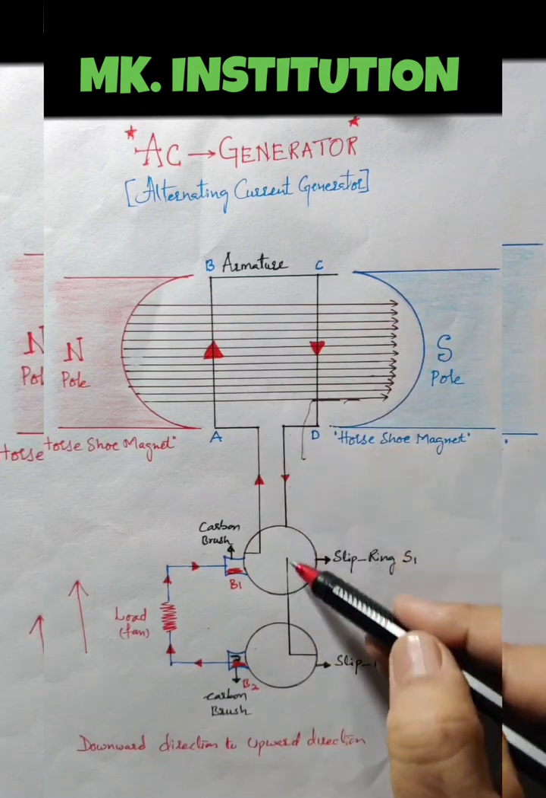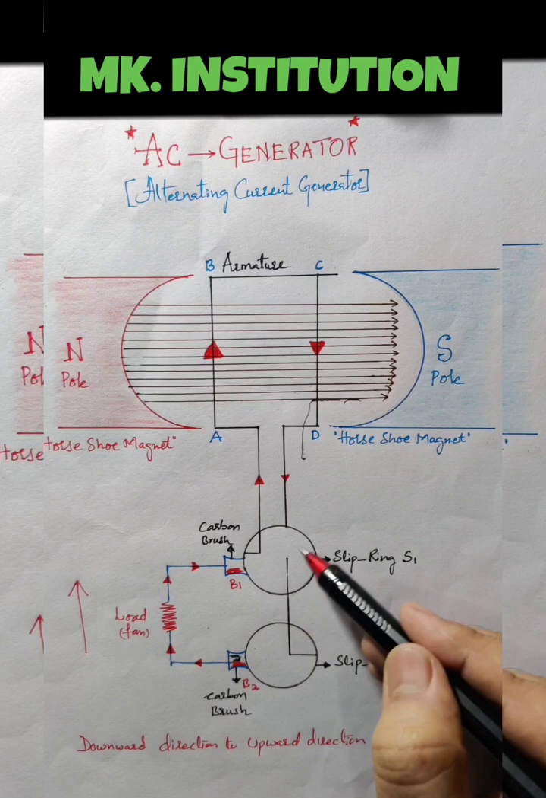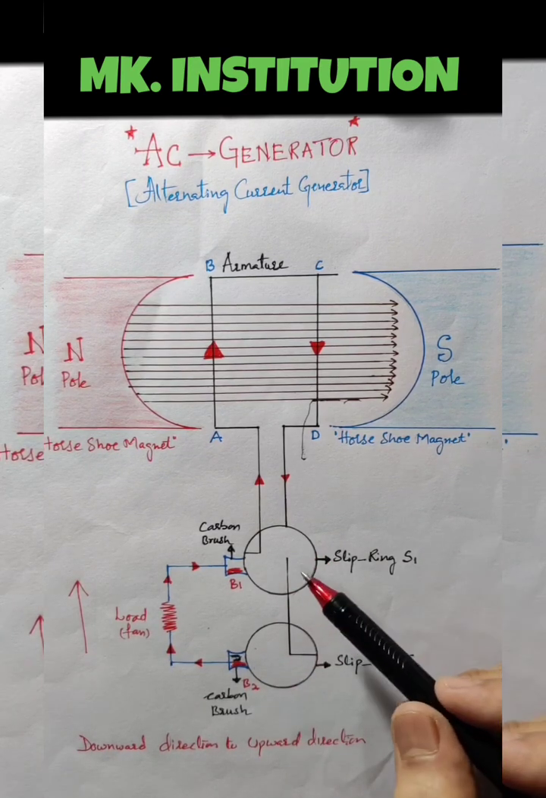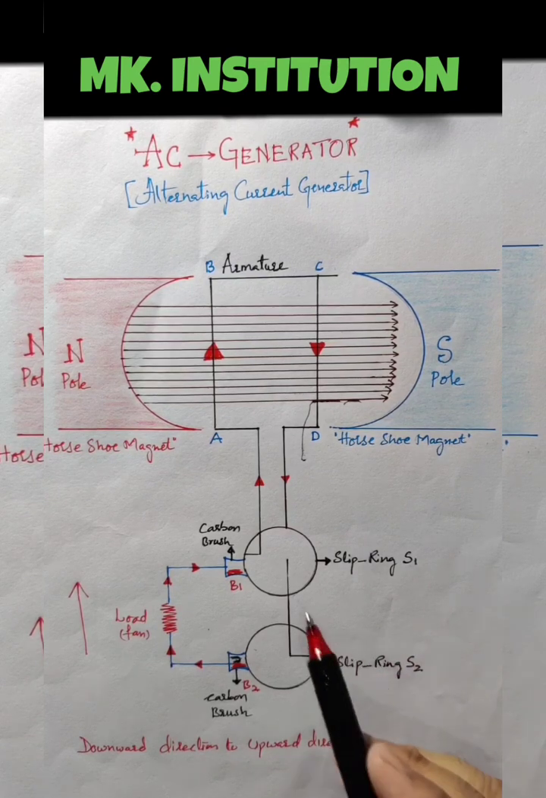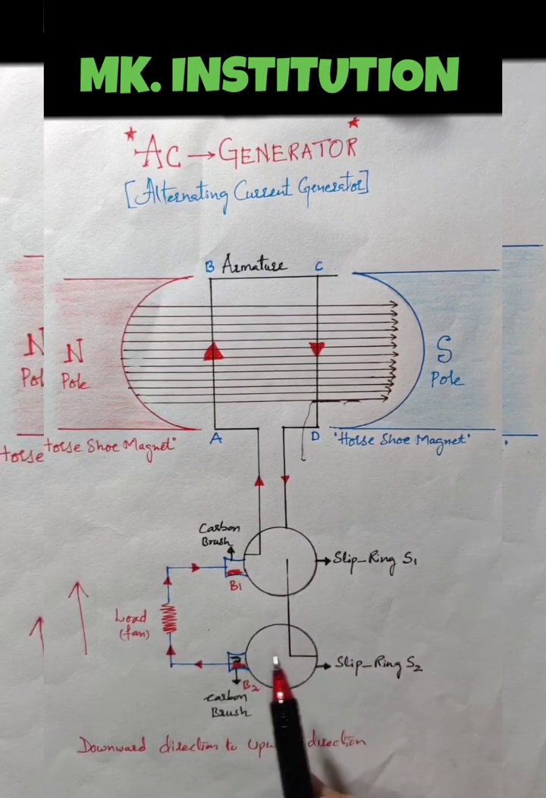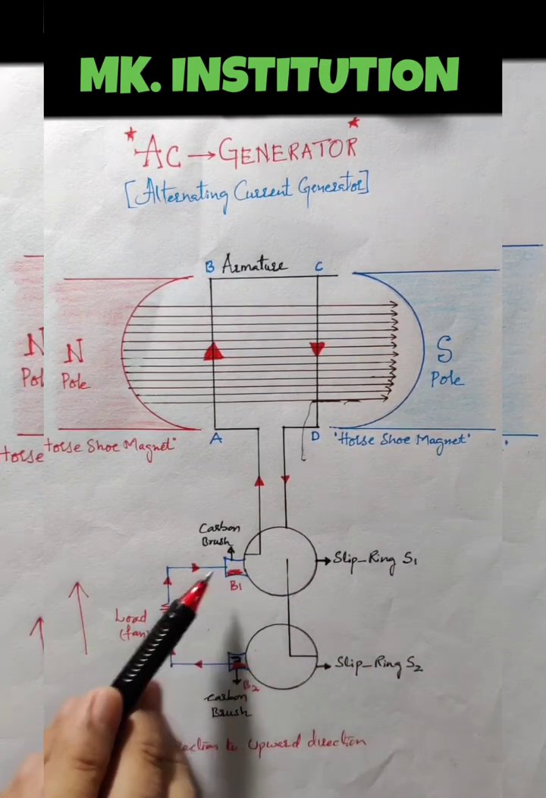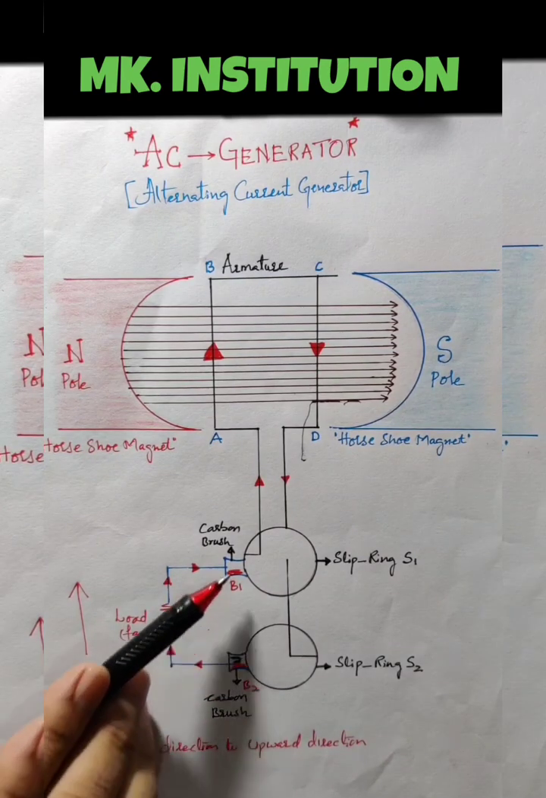This armature is connected to slip rings. These circles are nothing but slip rings. What are they called? Slip ring 1, slip ring 2, that is S1, S2. These slip rings are connected to carbon brushes, B1, B2. These are the carbon brushes.